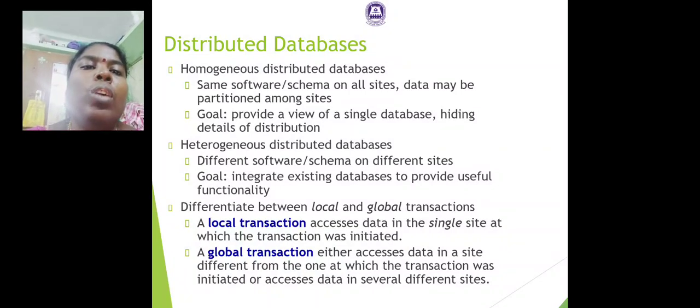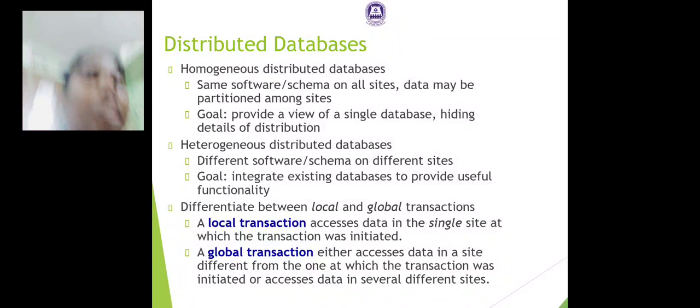And transactions are also differentiated into two categories: the first one is local transaction and the other is global transaction. A local transaction means the data are processed at a single site. If the data are used in more than one system, that transaction is specified as a global transaction.